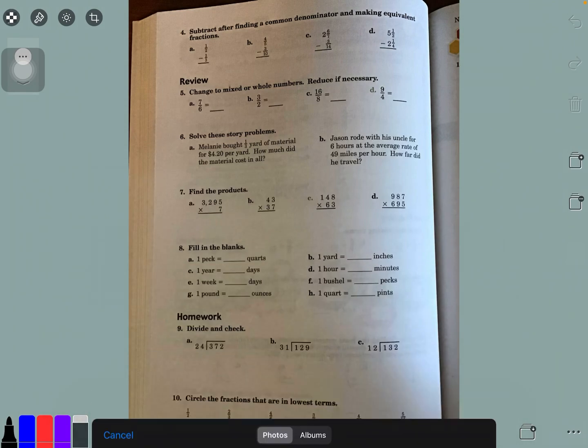Oopsie, it disappeared on me. I knew that was going to happen because it was already a long lesson. So let me pull that up again.